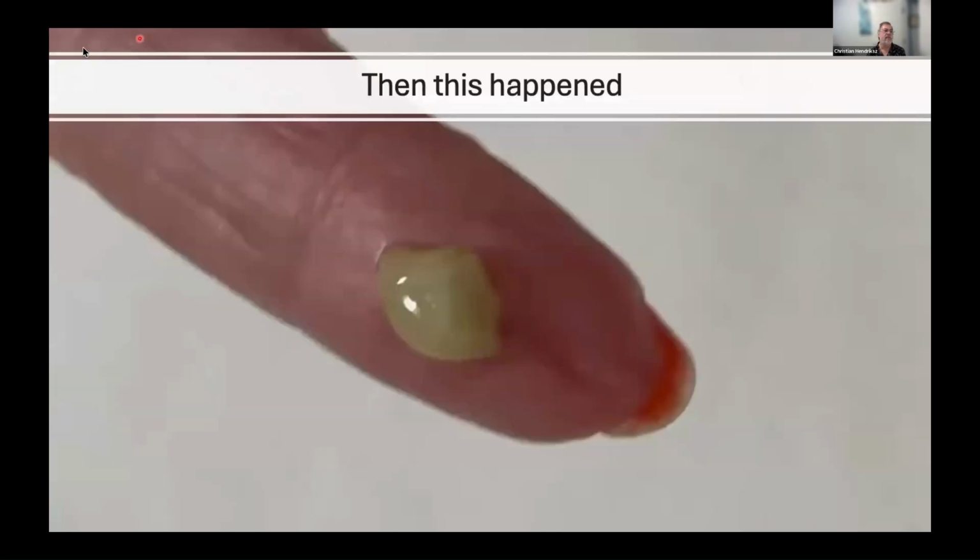And then this happened. The patient sent this image and said, I coughed last night, and this is what came up. Any ideas? Come on, where's my colleagues? Any ideas what that looks like?